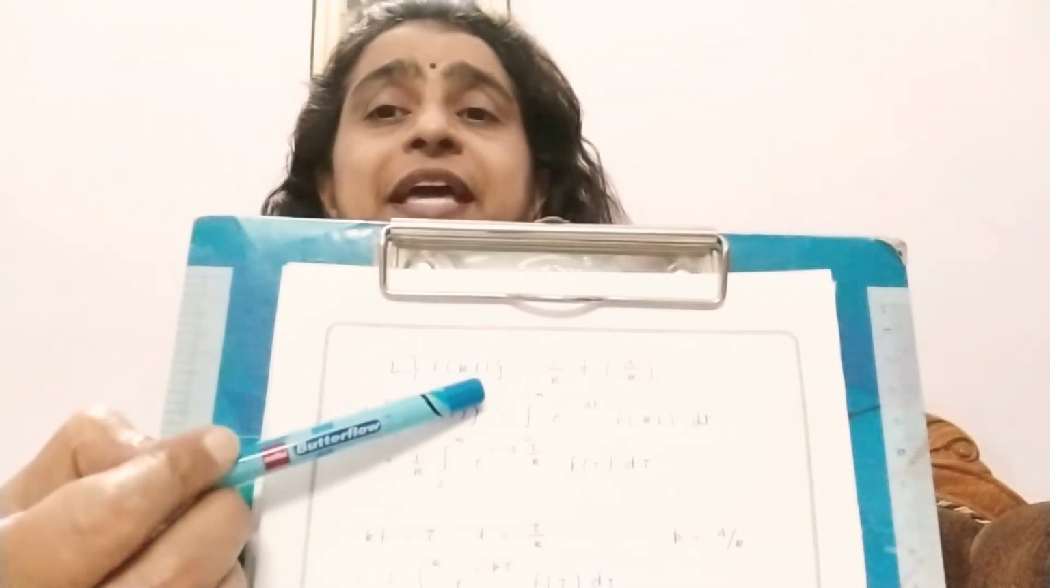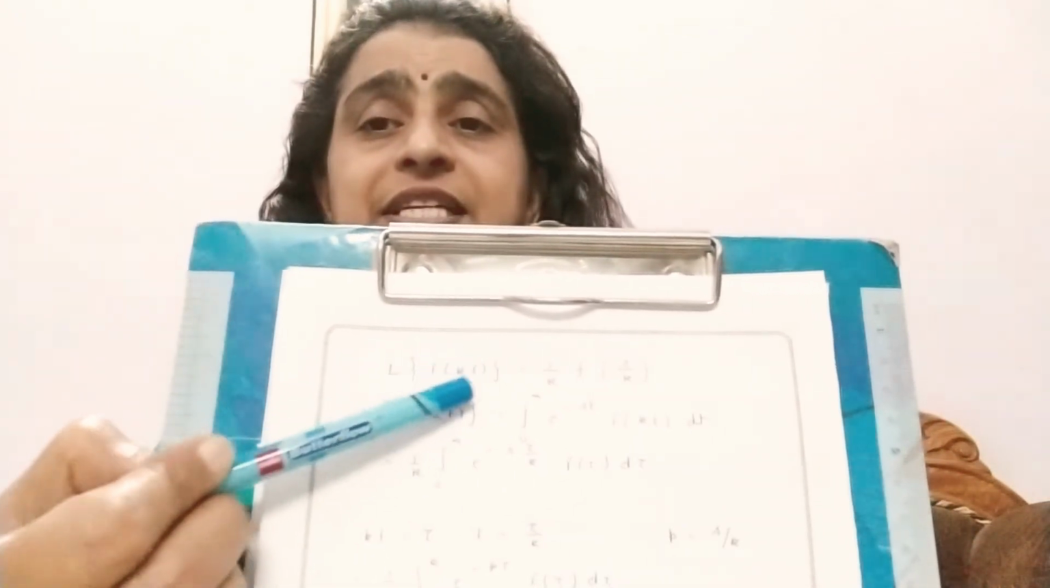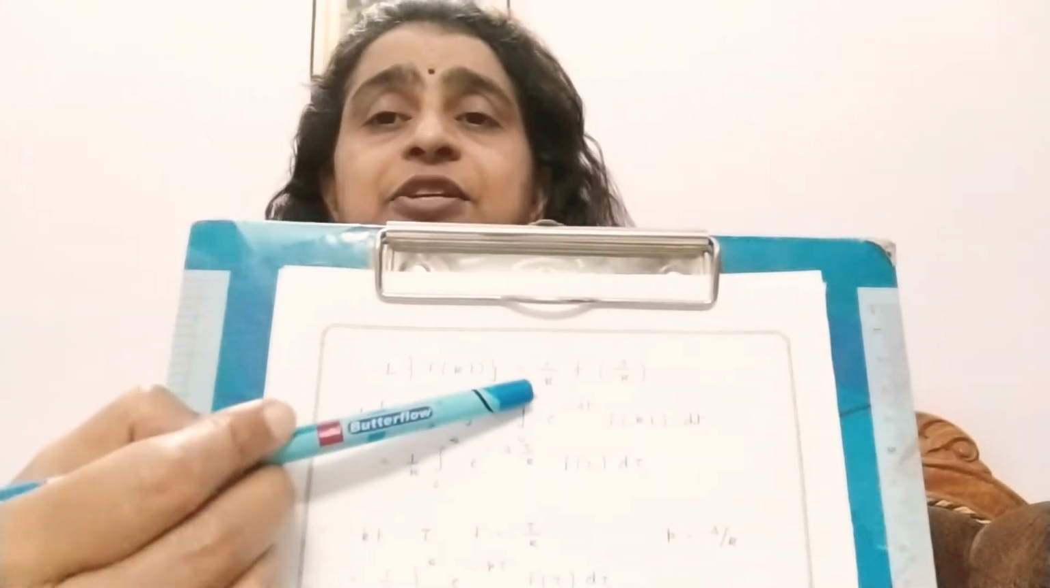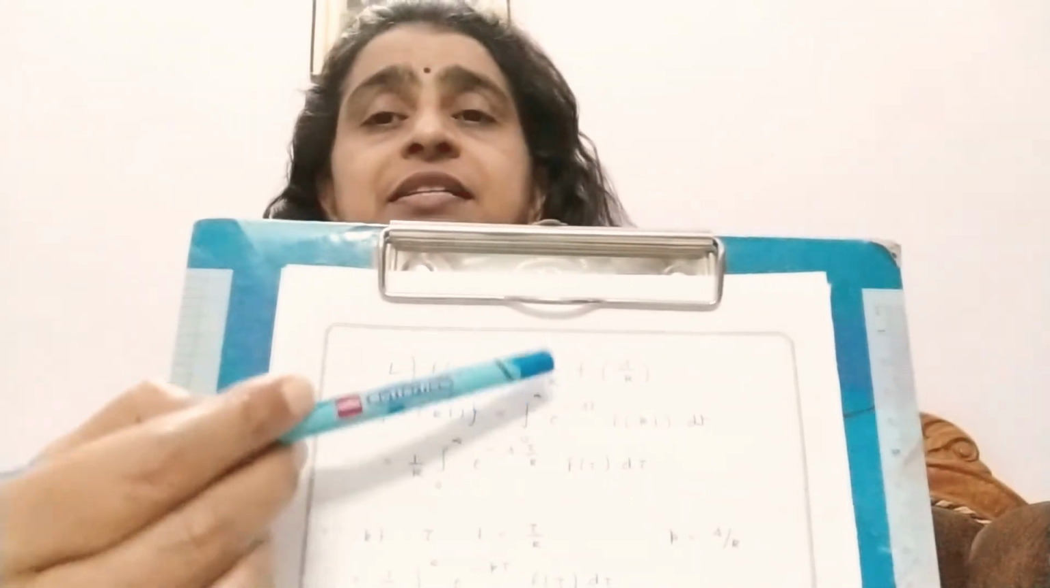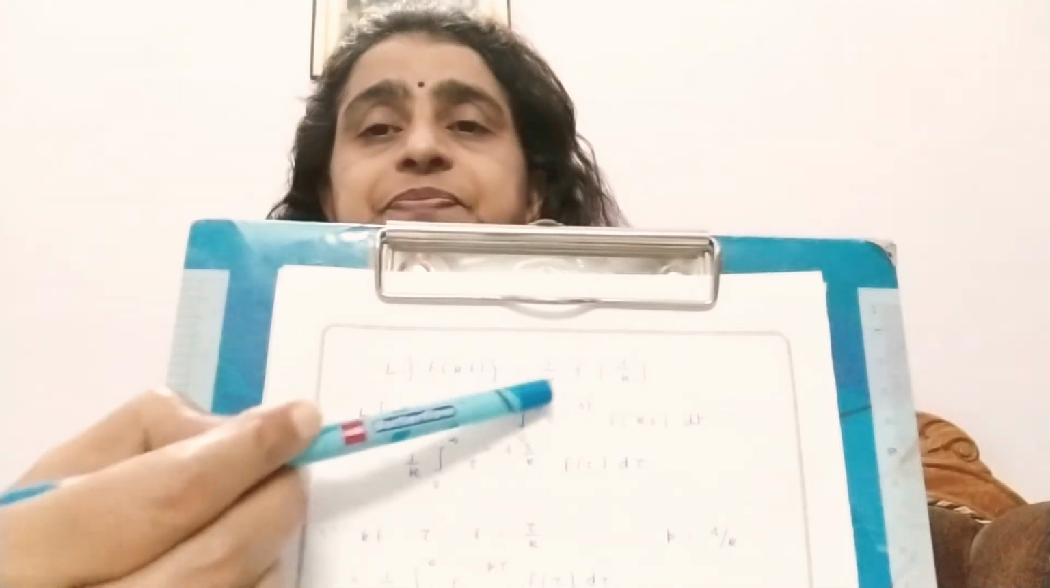Here we are multiplying the variable by a quantity k, and in the result of it we will get this quantity on the right hand side. After giving the statement of the property, which is the change of scale property, our next step will be to prove this property.